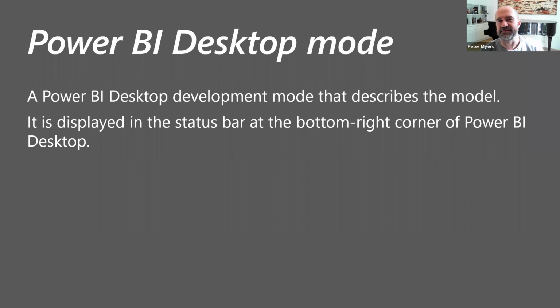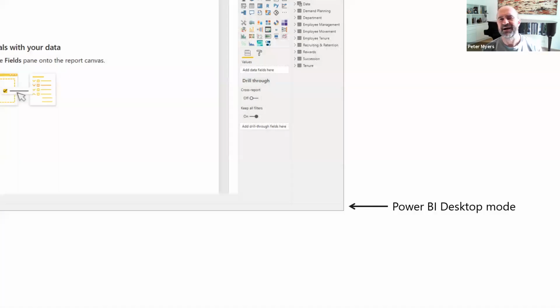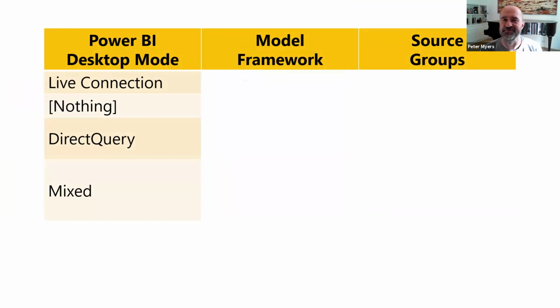Now, the next concept is that Power BI Desktop has a mode. If you look at the bottom right corner, you might see a mode, or in this case, you might see nothing, and nothing actually means something. There are, in fact, four different modes: live connection, nothing, direct query, and mixed.